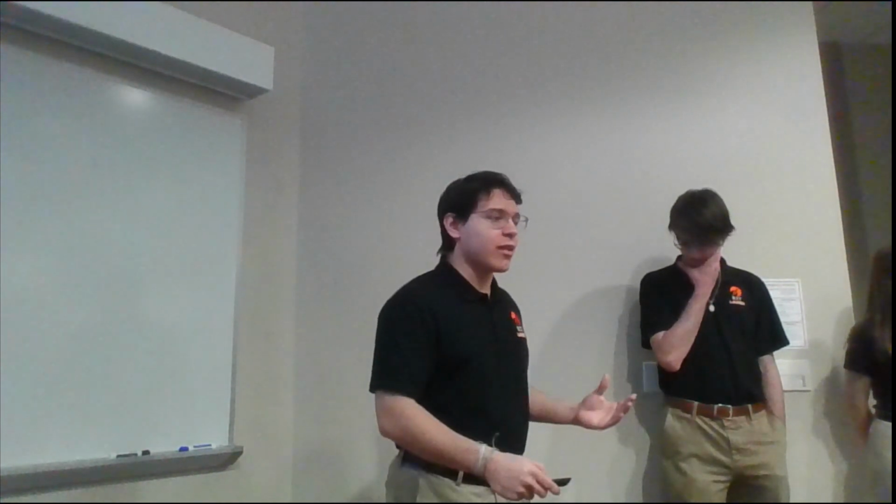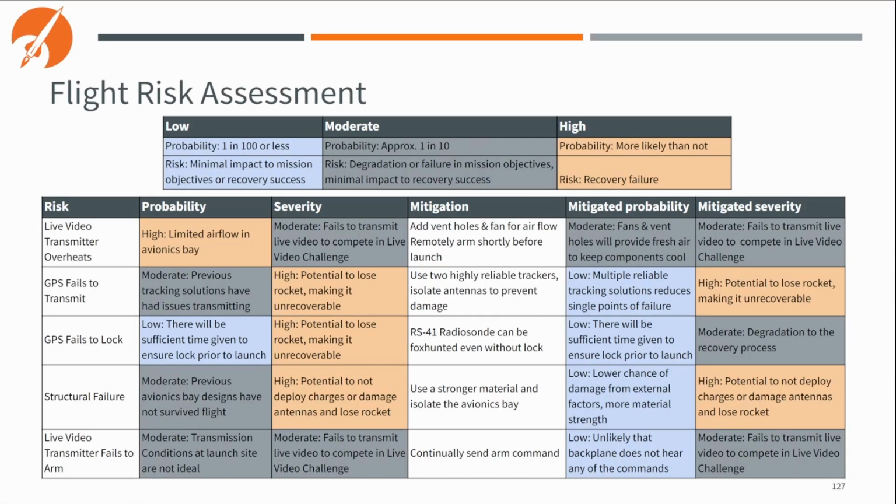Our next risk is our GPS failing to transmit, which is an issue we've had in previous years. And we're mitigating this by adding redundancy in the form of using two highly reliable trackers in the Featherweight and RS-41 radio sonde. And by doing that, we are mitigating that risk.